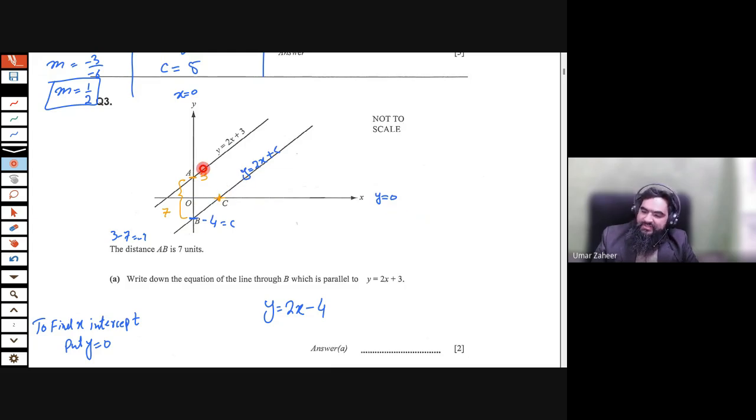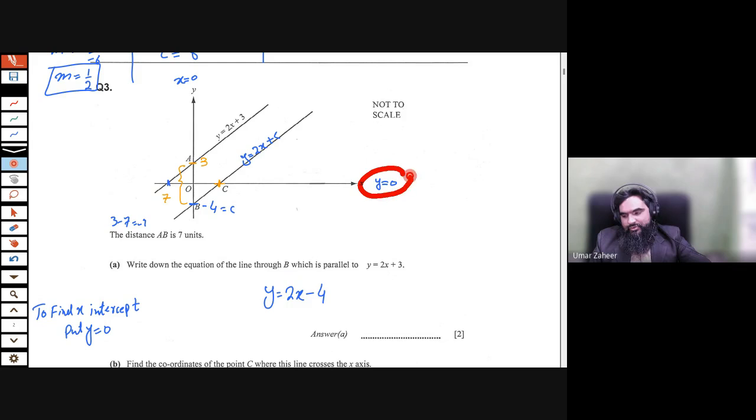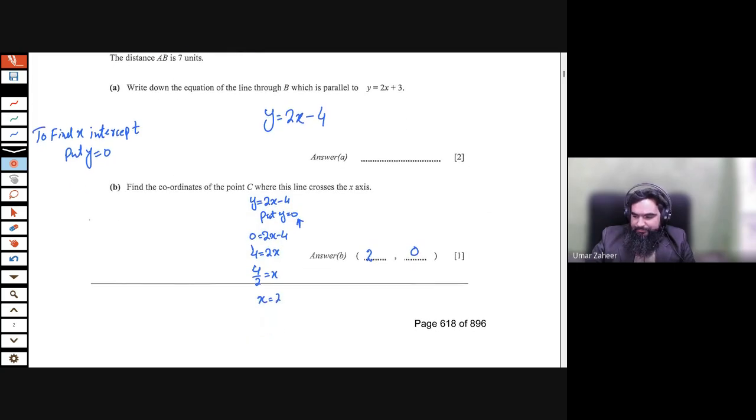That is basically your x-intercept. For example, if he says that you have to find the x-intercept of y equals 2x plus 3, we'll substitute 0. It is plus 3, it will become minus 3. And 2 is multiplying, it will be divided. So this point is basically minus 3 over 2. However, he did not ask to find it. I'm just telling you, if you need to find the x-intercept, you have to substitute y equal to 0, and if you need to find the y-intercept, you have to substitute x equal to 0.